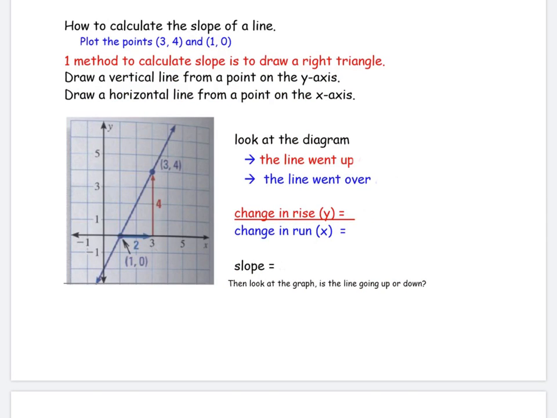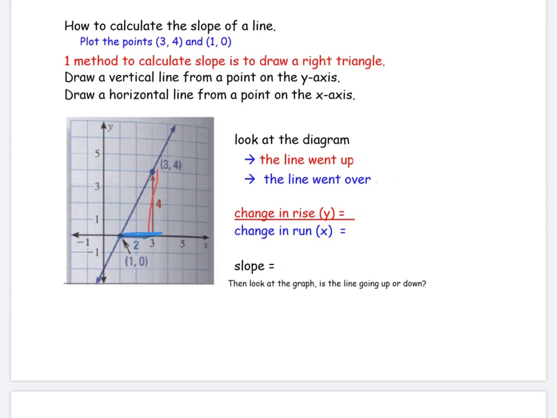One way to find the slope, if you're given a graph on the grid, is you can draw a right triangle. My recommendation, as you can see from the picture, is starting from the point that's the highest, which is the 3, 4, and drawing a line going straight down. Your line goes straight down just until it gets to the point where it can connect horizontally to the other point. So now my line is here, I can connect horizontally to my other point like that.